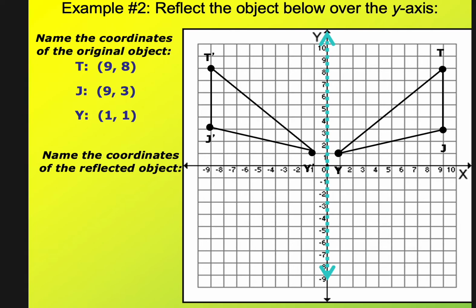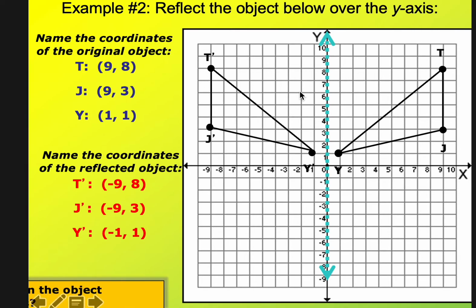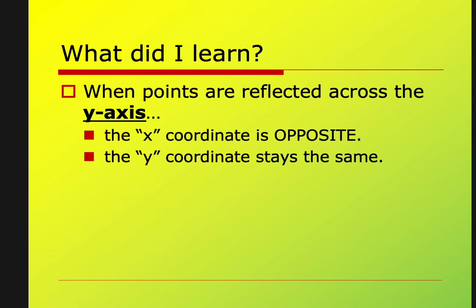So now, the last one, when we flipped it over the x, we changed the y. Now that we flip it over the y, what do you think we'll do? You're right, we change the x. All of these will become opposites. All of these y's will stay the same. Why is that? Well, T was at +9. Now it's at -9. But it's still 8 up. Okay, so what did you learn? When you reflect over the y-axis, the x-coordinate's the opposite. Y-coordinate stays the same.